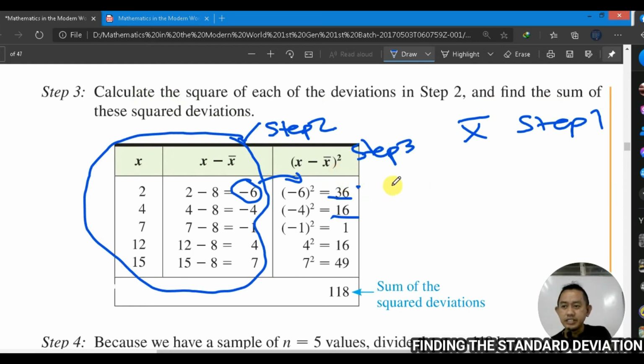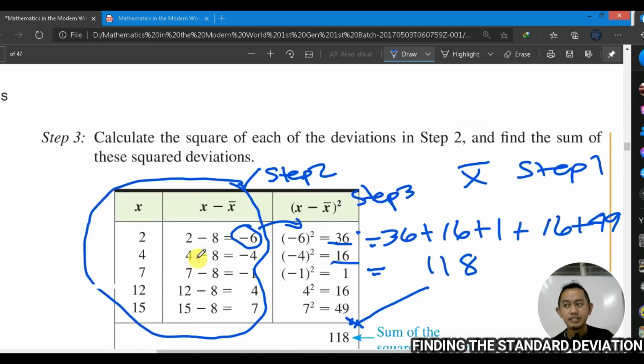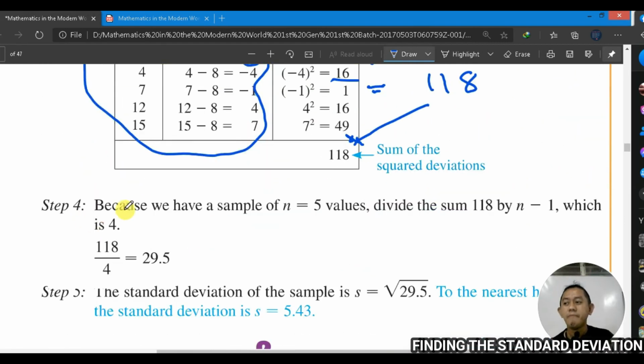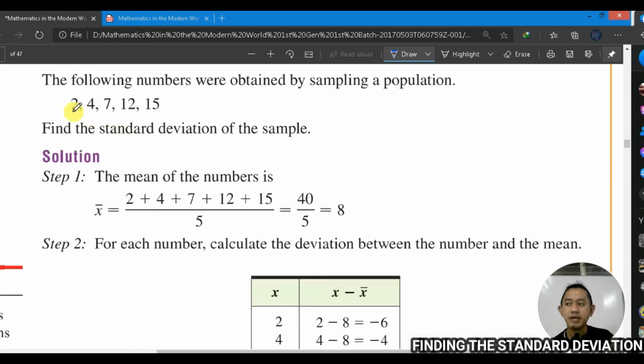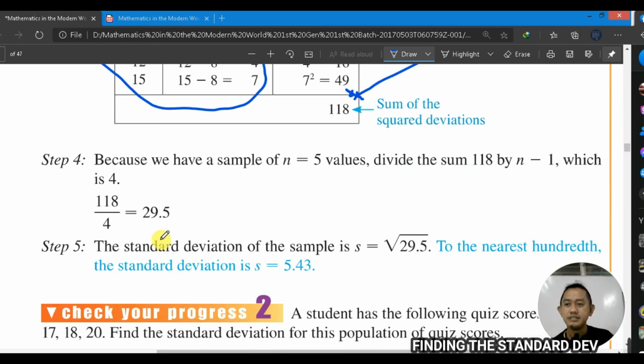So kaning si 36, 36 plus 16 plus 1 plus 16 plus 49, i-add mo na siya, and you will have 118. Mao ni siya. This is what we call the sum of the square deviation. Wala na ang step 3. Ang step 4, because we have the sample of the n, which is 5, pila to kabuok atong data? 5 kabuok. 5. So, sample man ni siya.